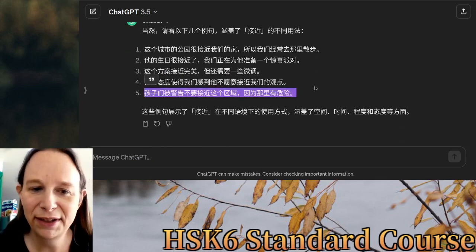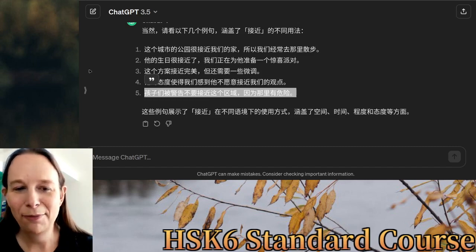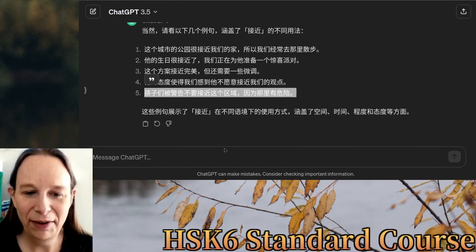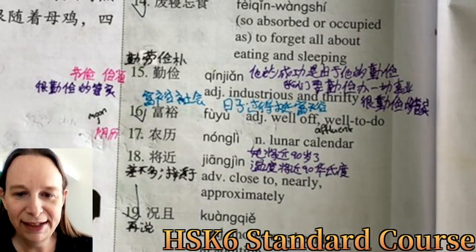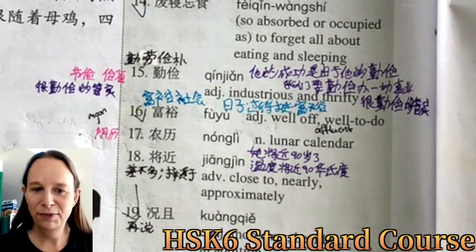Yeah, so this is more what I was thinking, physical closeness, not approximately 5 kilometers. That's numerical closeness. So this 将近 seems to be with respect to time or numerical.